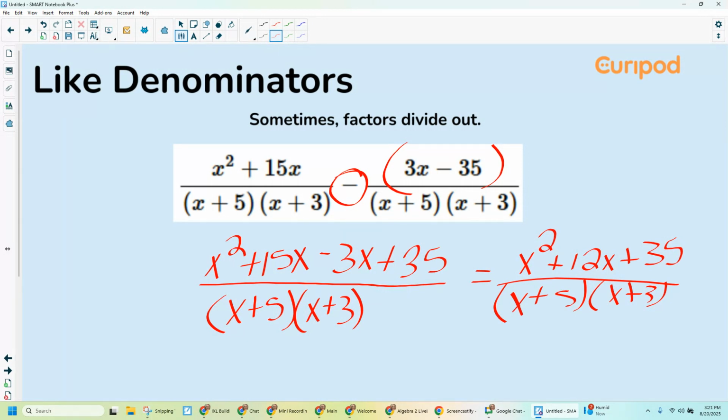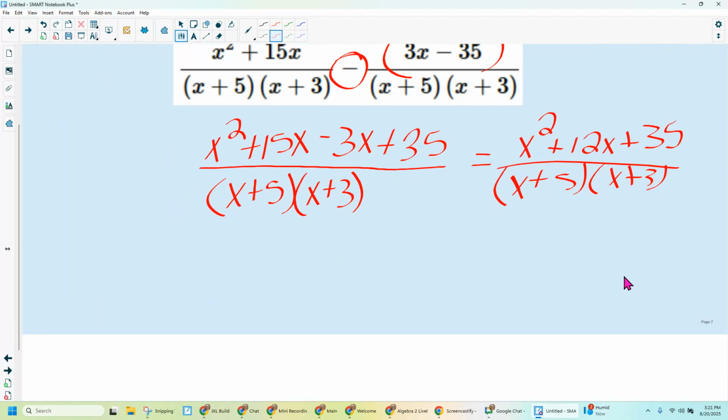Well, what about the numerator? Sometimes those factors divide out. So x squared plus 12x plus 35, can that be simplified? It can factor down to x plus 7 and x plus 5.